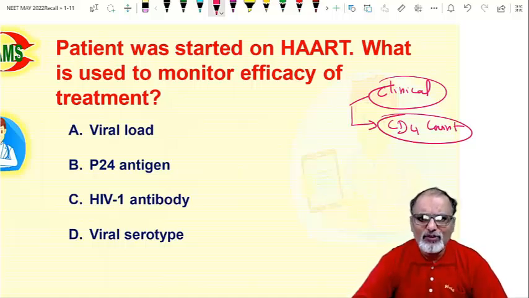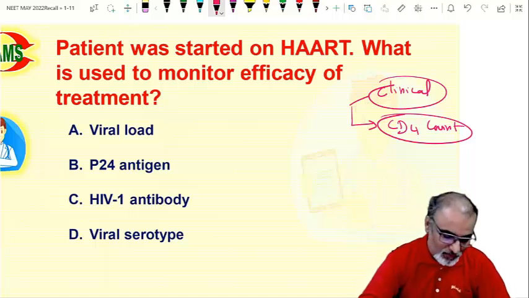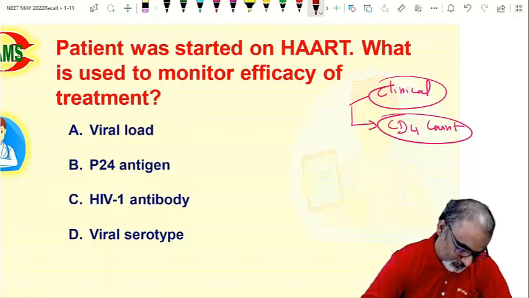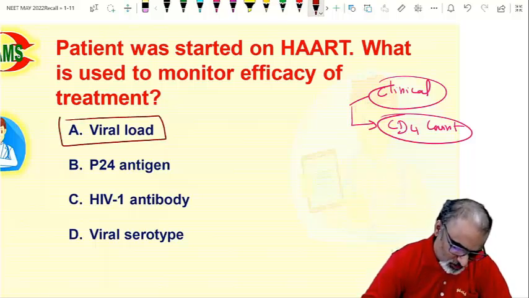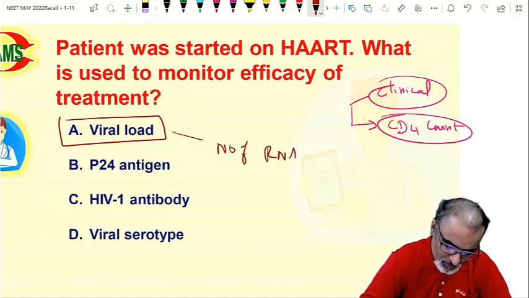CD4 count is cheap and affordable, but it is not a reliable marker because many factors can affect it. Even physiologically, diurnal variation is there. So the best marker to monitor the efficacy of the treatment is viral load. What is viral load? It is nothing but the number of RNA copies per ml of blood.